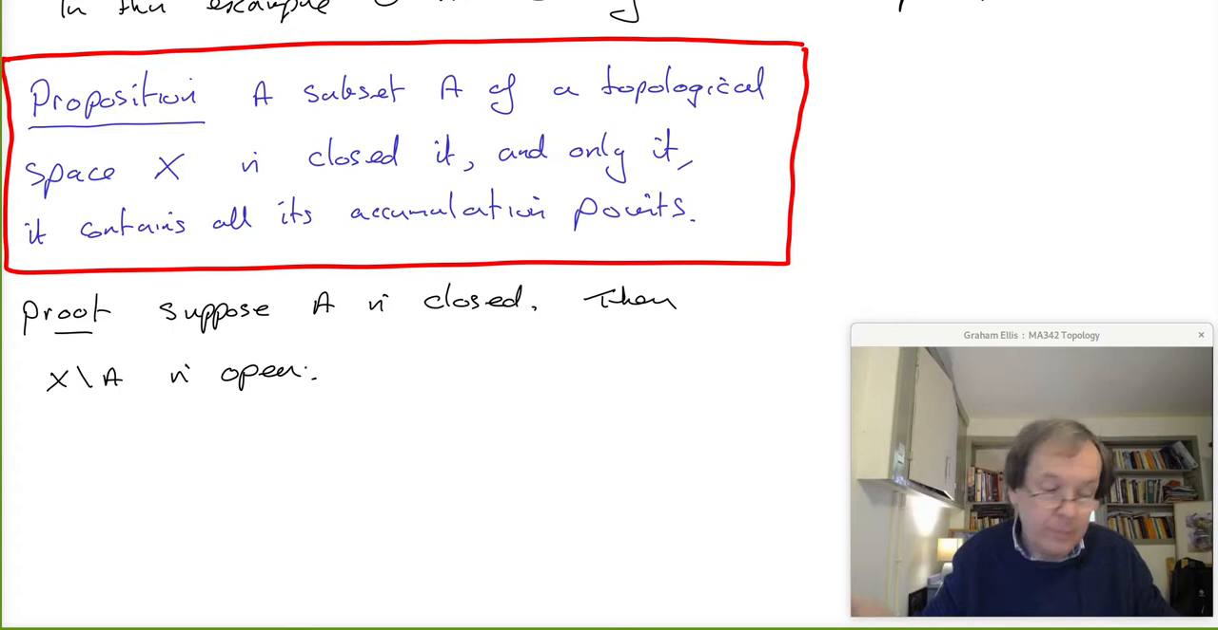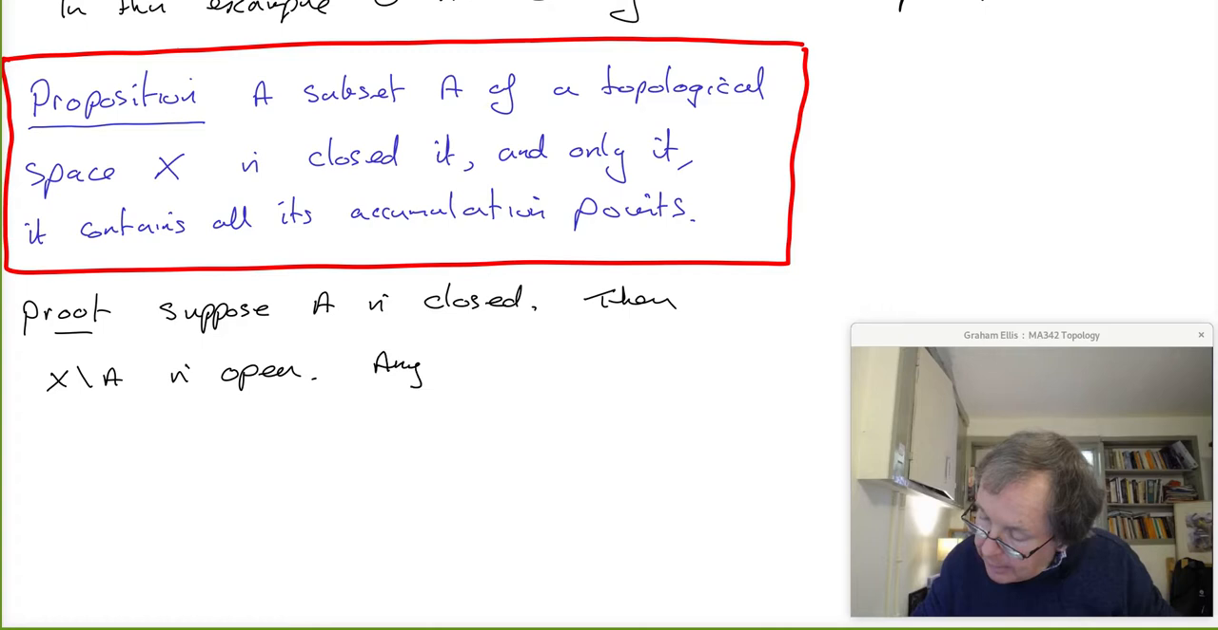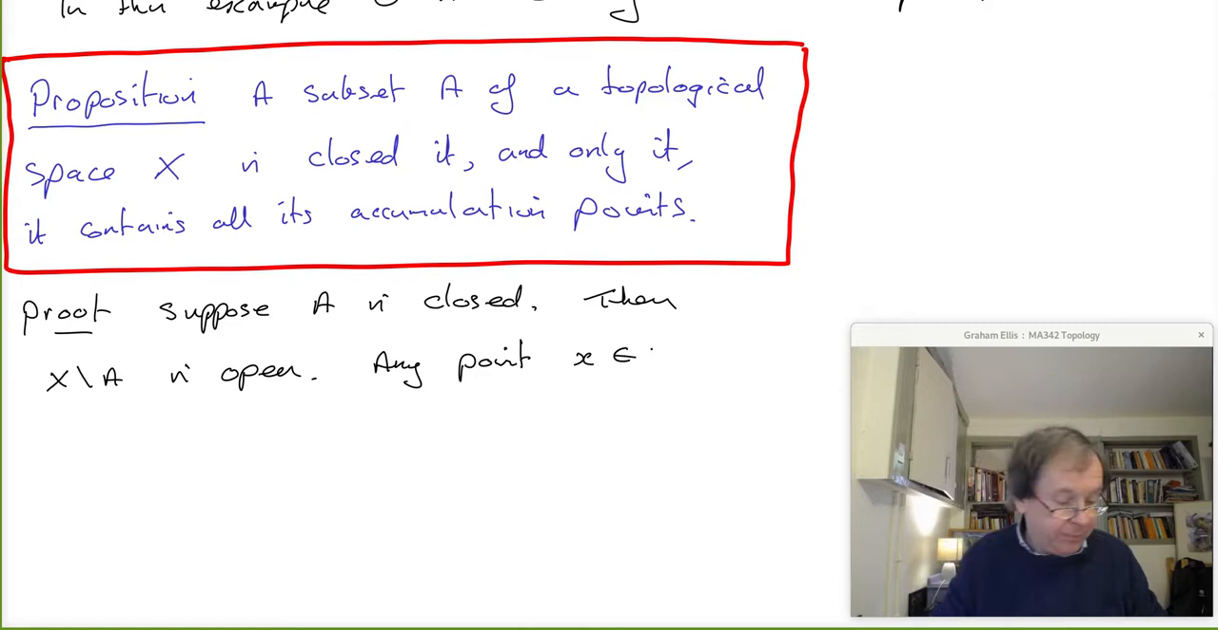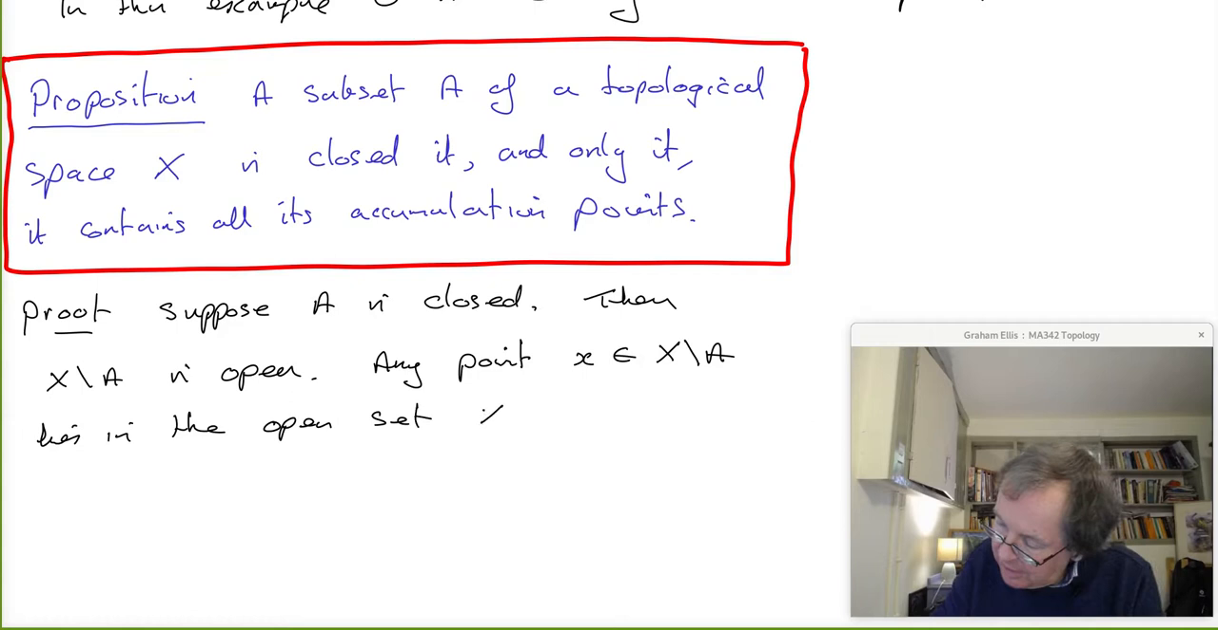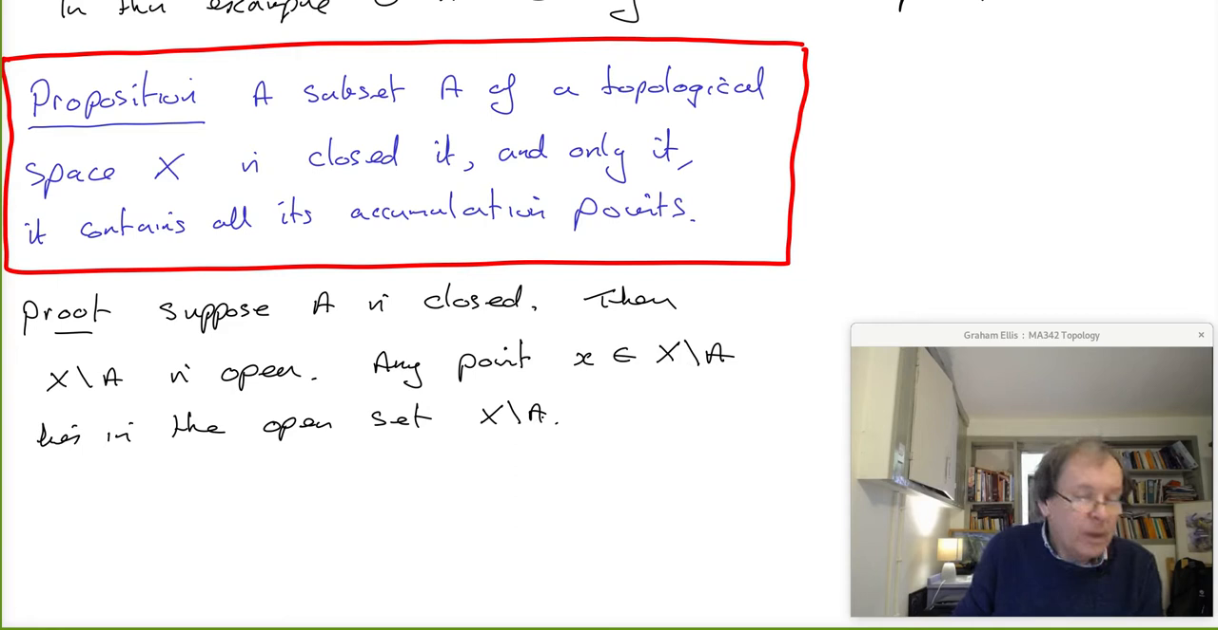Now, any point X in the complement lies in the open subset, lies in the open set X minus A. That's a tautology, okay? Take the complement of A, it's an open set. Any point in the complement lies in the complement, which is an open set. Since it lies in the complement, X minus A doesn't have any intersection with A. The complement of A doesn't intersect with A, it has empty intersection. So X can't be an accumulation point.